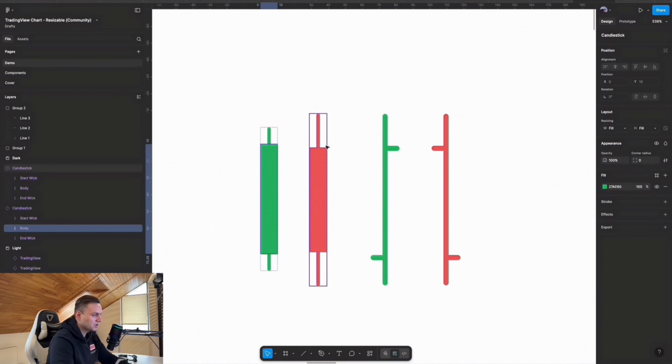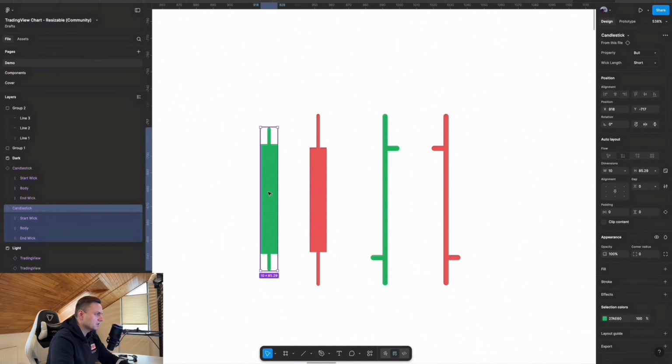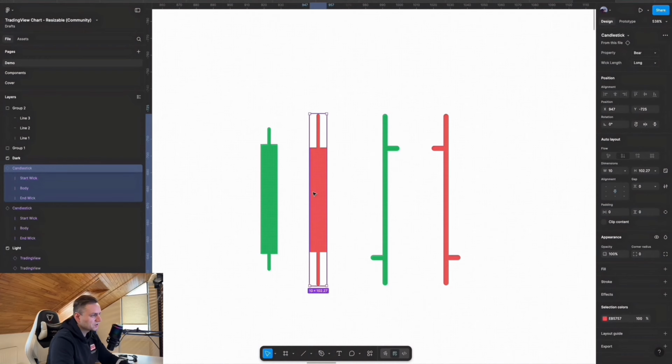For the red one, it's the opposite. The price was moving from here to here, from top to bottom, but it opened here and closed at the bottom. Green candle means that the price closed higher, red one means that it closed lower.